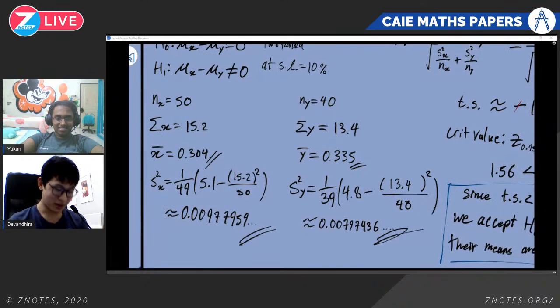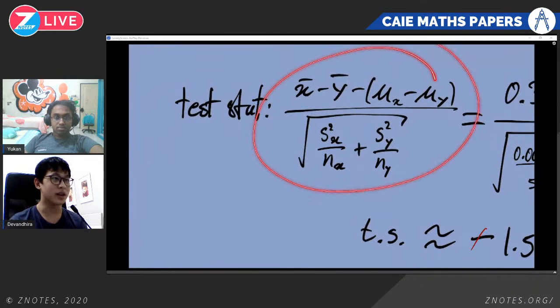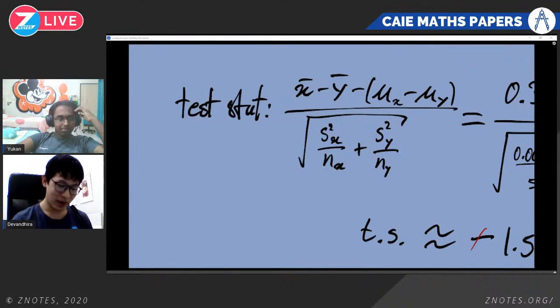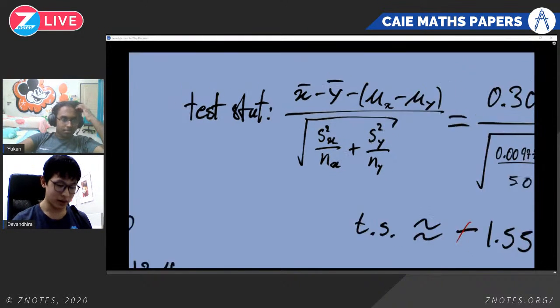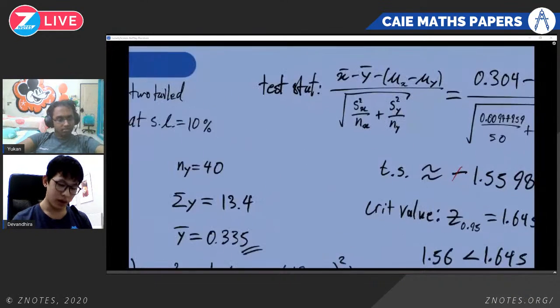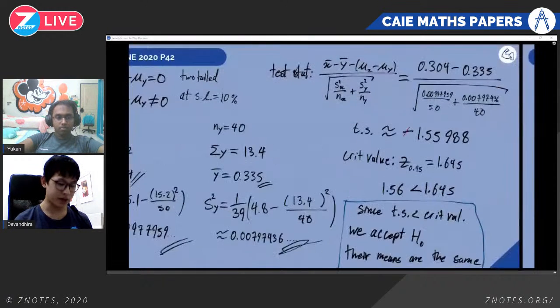So the hard part is the test statistic. You have to memorize the test statistic right here. This is our test statistic. Looks scary, right? So we have our x bar minus y bar, which is what we found before. X bar and y bar are our sample means, while our mu of x and mu of y are our assumed means, our hypothesized means from here.